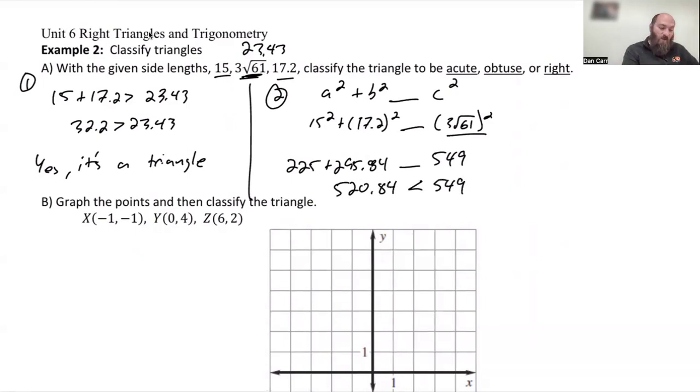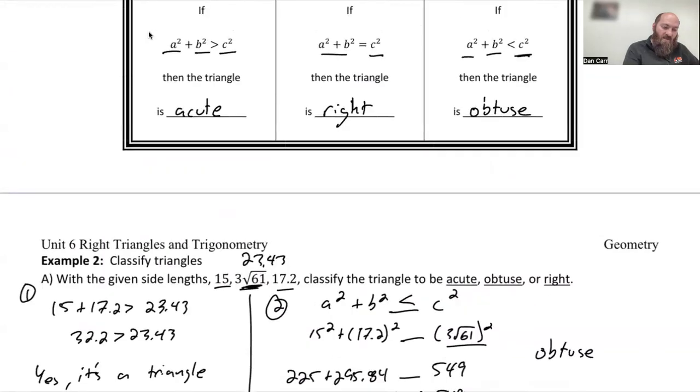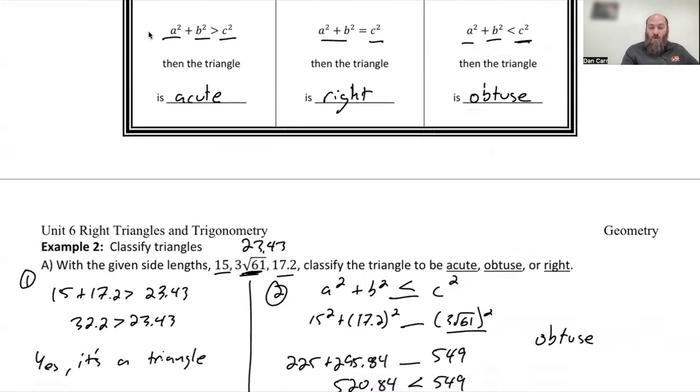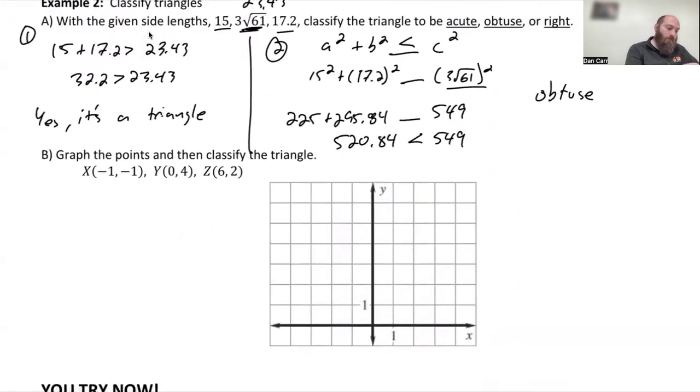So what that means is that a squared plus b squared ends up being less than c squared. So that means we have an obtuse triangle. Okay, so what we have is this scenario right here: a squared plus b squared is less than c squared. That's what we're doing with our classifying.